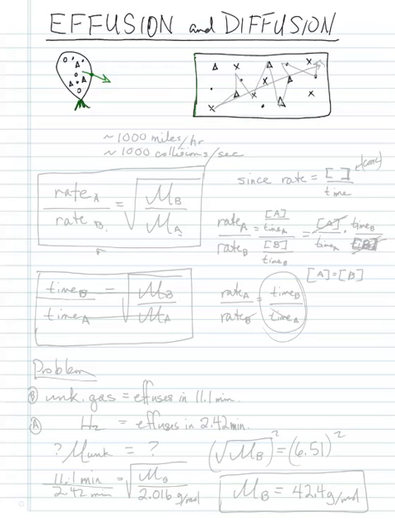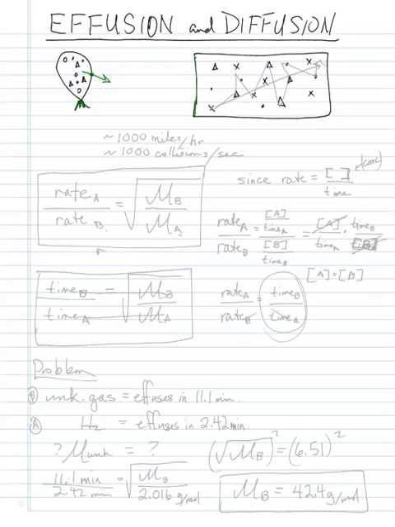I've got a mixture of gases in there. I've got little circles, I've got dots, and I've got triangles. And the different kinds of gases are going to effuse out of the balloon. They're going to escape through the pinhole at different rates. And that rate is going to depend on their molar mass. How heavy you are has something to do with how fast you can move.